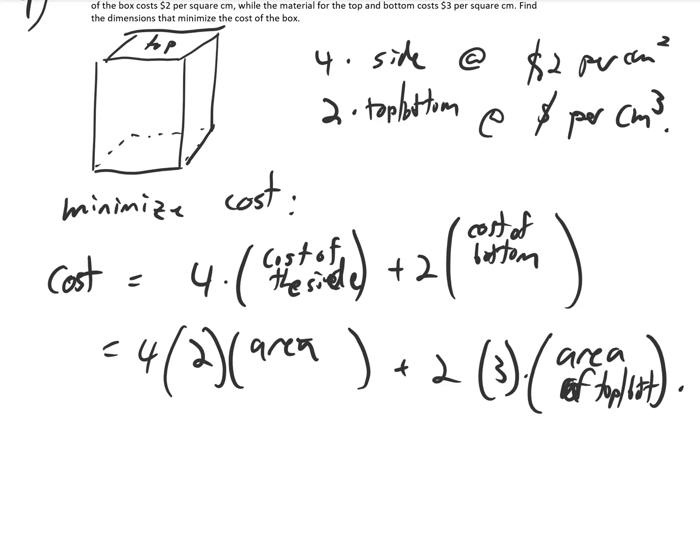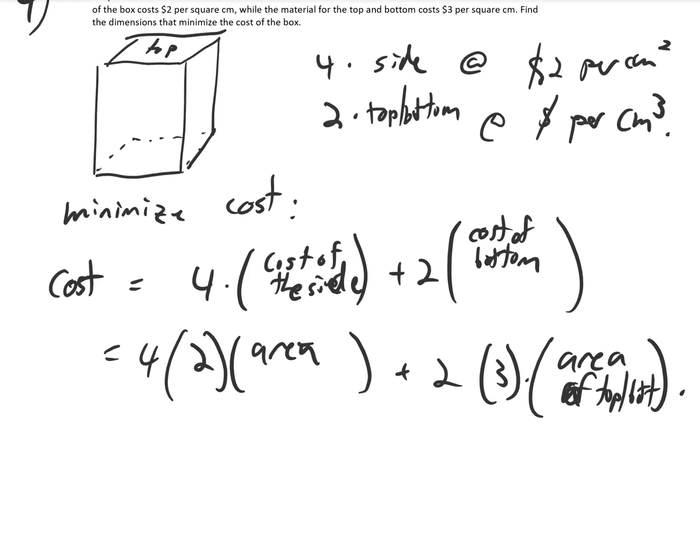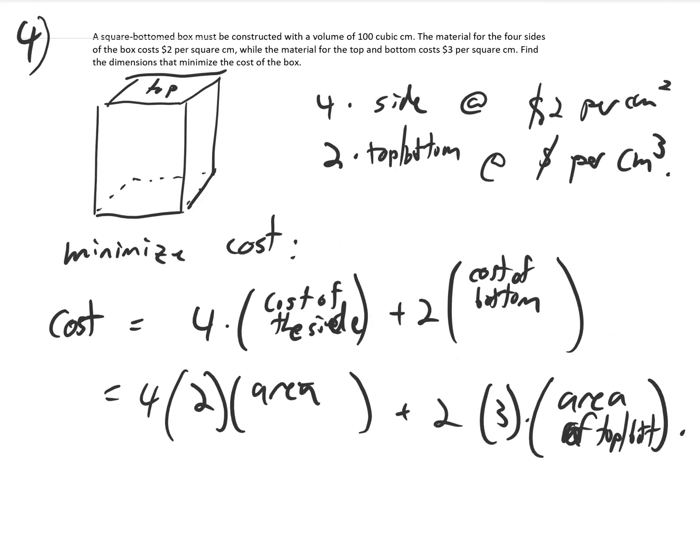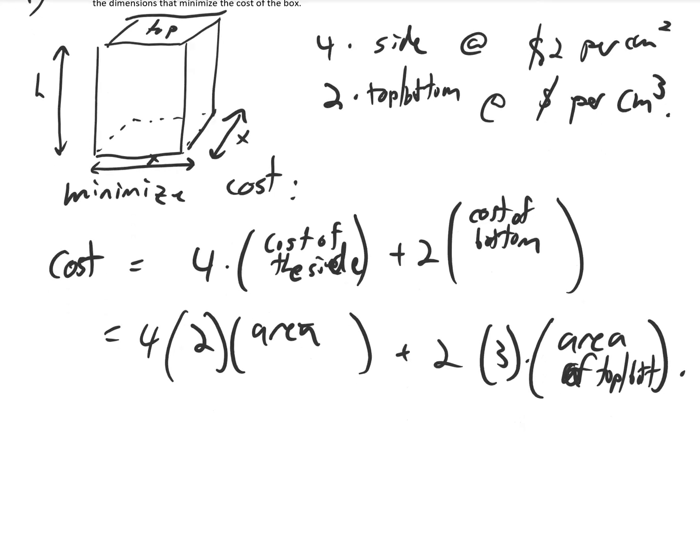So now I'm going to need to add some variable names to this drawing of our box so that we can upgrade our equation to something we can actually use. Let's call the side lengths x, and because it's a square bottom box, they're both going to be x. That leaves the other dimension to be determined, which is height.